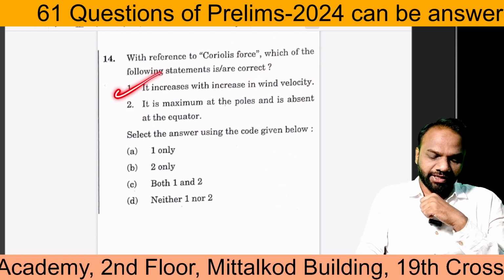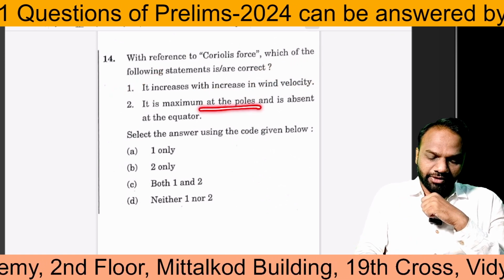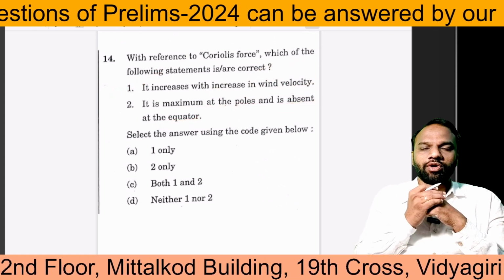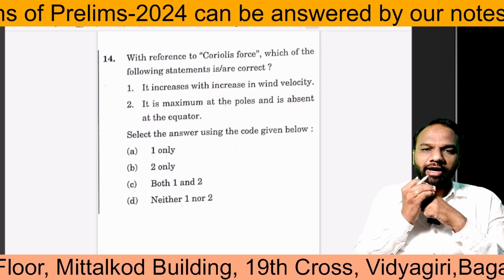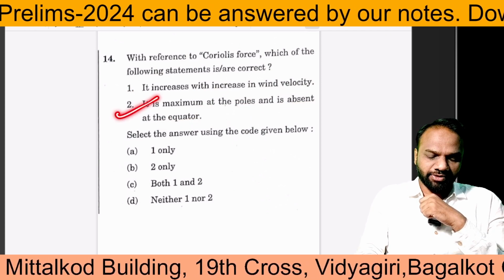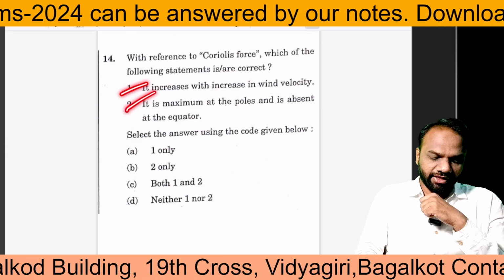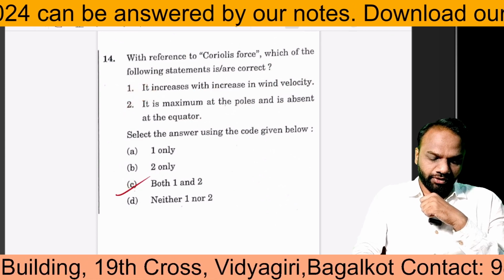So the first statement is right. It is maximum at the poles and is absent at the equator. Yes, Coriolis force is 0 at the equator and maximum at the poles. The second statement is also correct. Hence the answer here is both 1 and 2.